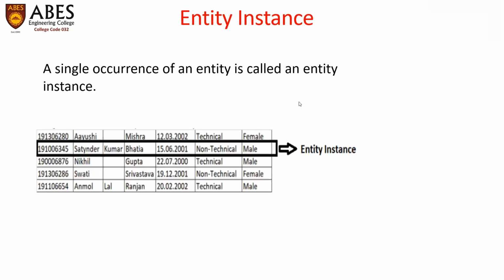Next, we have an entity instance. All these entities together form the entity set. But if we take any single entity, like we have taken over here, this Satyendra, then this single entity is known as entity instance. The values of this will be the values of that particular entity at that point of time. So any single occurrence of an entity is known as entity instance.